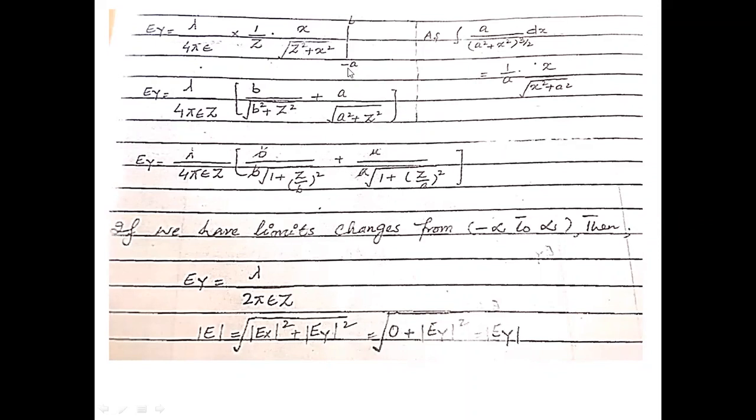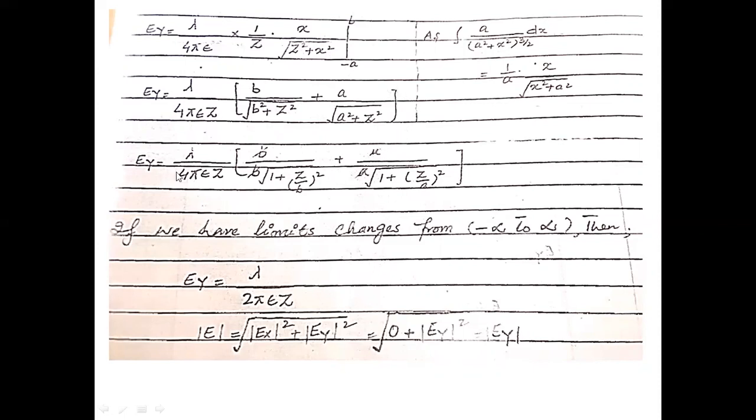Okay, and limits are extending from minus a to plus b. So first we have to put x is equal to b, then x is equal to minus a. By putting b over here, we'll get b over the square root of b square plus z square, minus, and minus this one, so minus minus plus, plus a over the square root of a square plus z square.